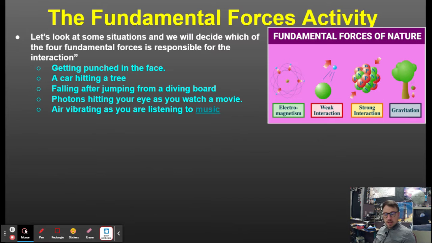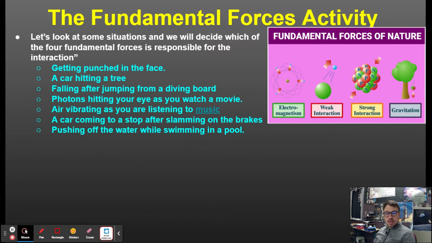All sound is waves in the air, and it's just those molecules getting close to each other and repelling, and it's just a wave. So that is the electromagnetic force. Car coming to stop after slamming on the brakes. This is friction, but if you really zoom in, it's this electromagnetic repulsion. So that's going to be the electromagnetic force.